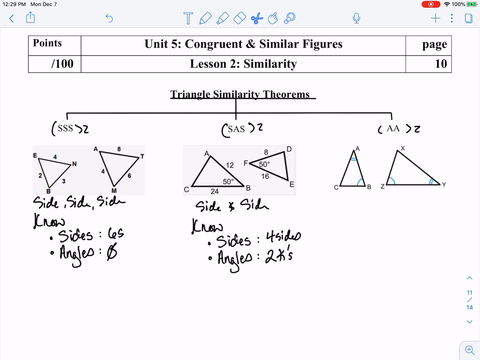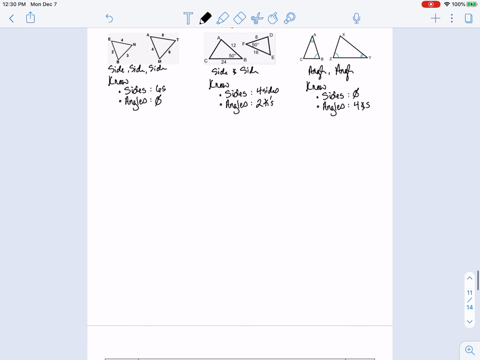Last but not least, we have AA, which is angle, angle. We don't know any sides, and we know 4 angles. Okay, let's go do a couple of examples.